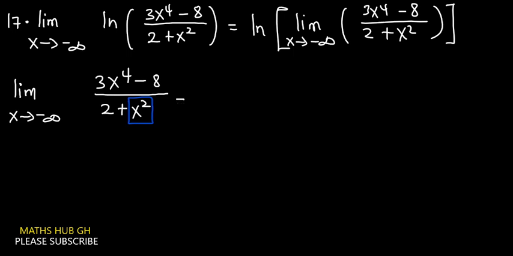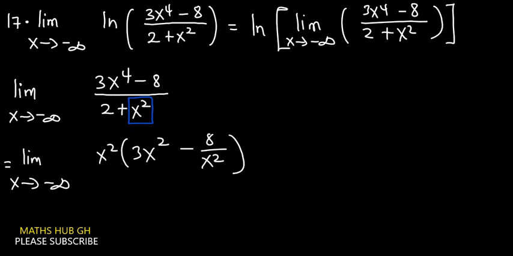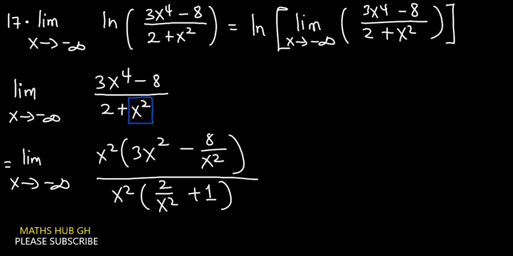So you are going to have the limit as x approaches minus infinity, and for the numerator, you are going to have x squared, bracket open 3x squared, minus 8 over x squared. Okay, that's what you are going to have. Let's look at the denominator also. For the denominator, you are going to have x squared, bracket open, 2 over x squared, plus 1. Okay, this is what you are going to have.